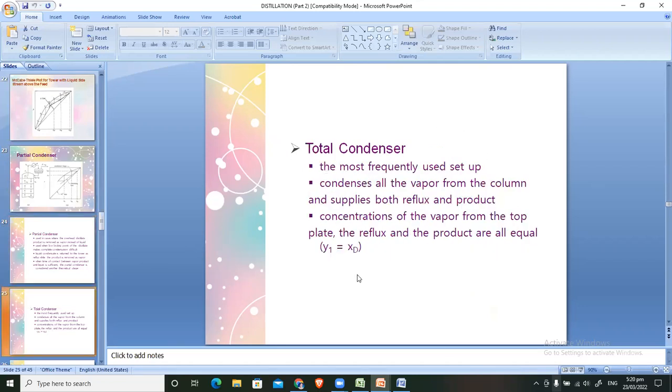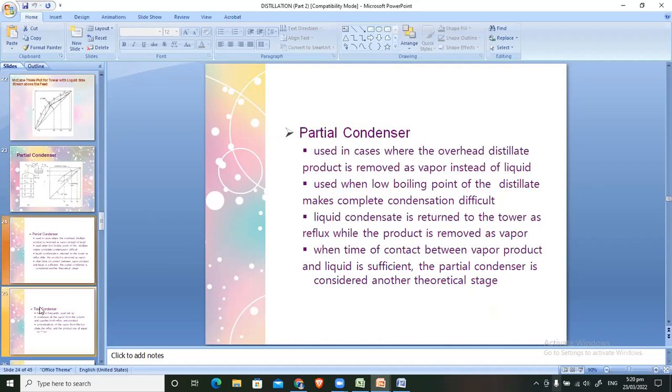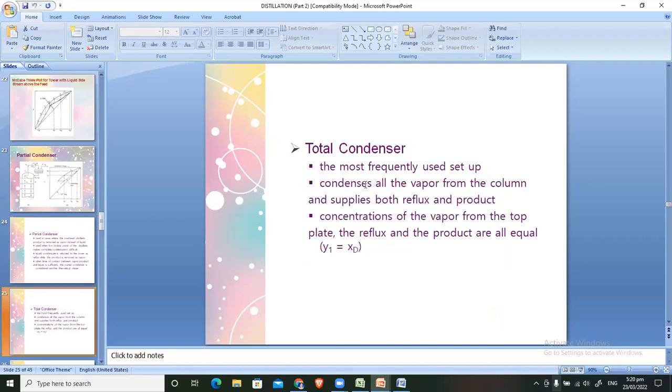Now, in the total condenser, of course, it's the exact opposite of this. Everything is condensed. So this is the most frequently used setup, and it condenses all the vapor from the column and supplies both the distillate, the product, and the reflux. In this case, the concentration of the vapor from the top of the plate, plate 1, will be Y1, and it's also equal to the concentration of the distillate, because your distillate is just your vapor condensed or turned into liquid.